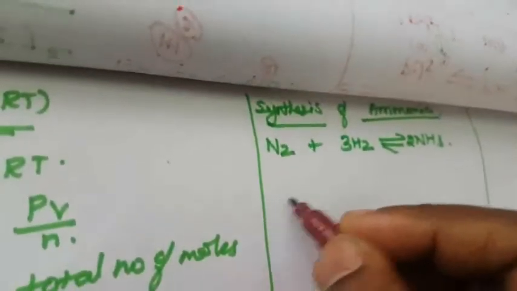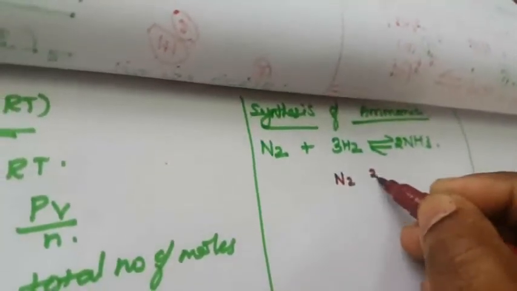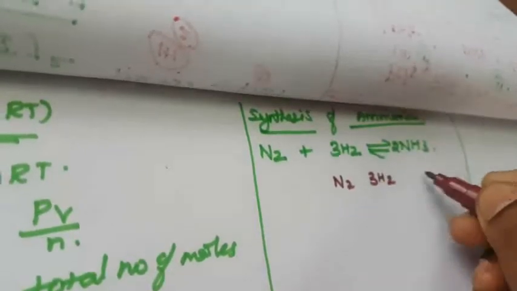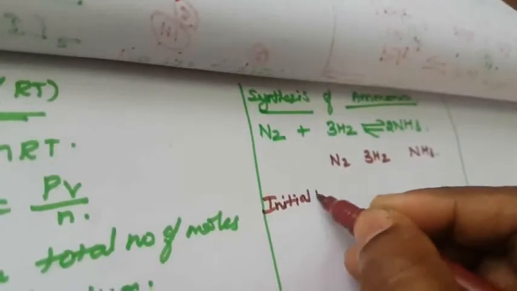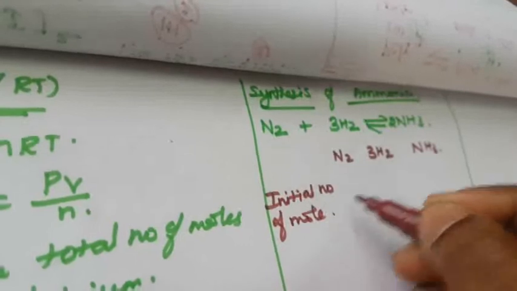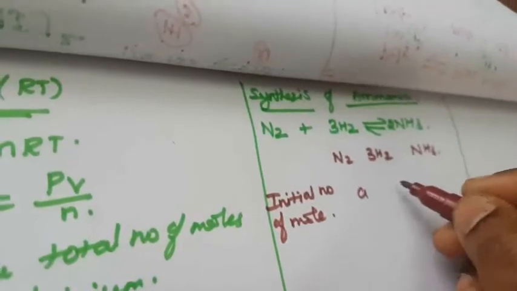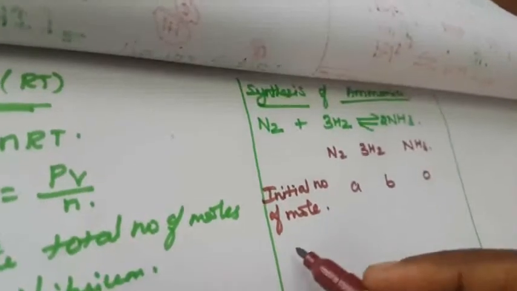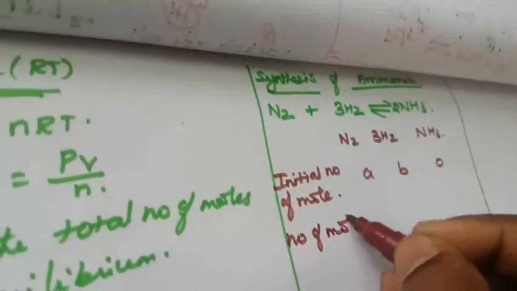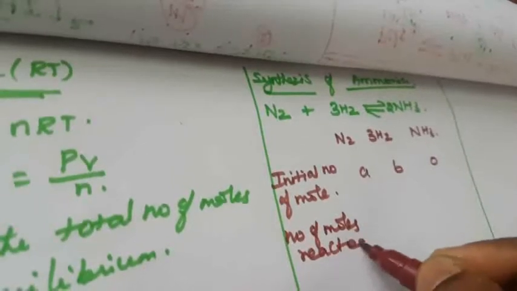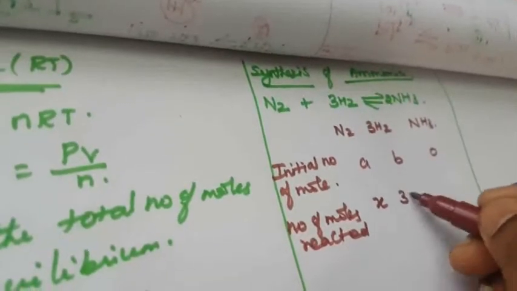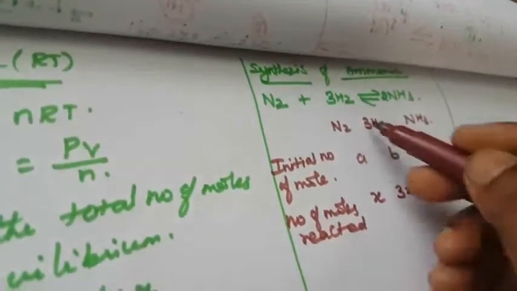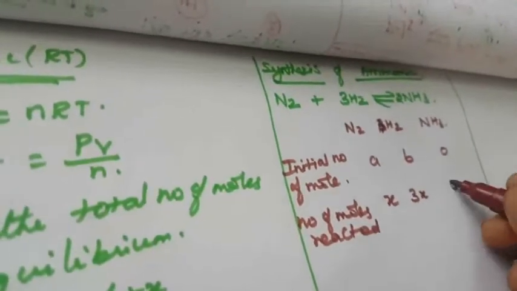How to prepare? Once again, nitrogen, hydrogen, then ammonia. Okay, initial number of moles, how many moles? This one A, this one B, this one equal to 0. Okay, number of moles reacted. How to calculate number of moles reacted? That is X mole. This is 3x mole. This is only 1 here, and here 3 is there, so that is the reason we are writing 3x here. That will become 0.